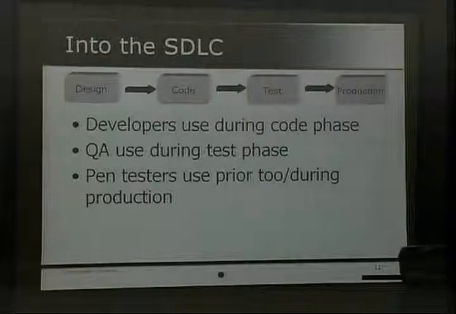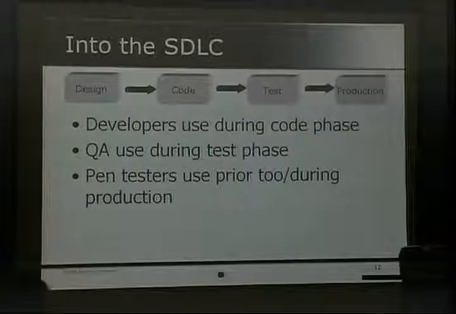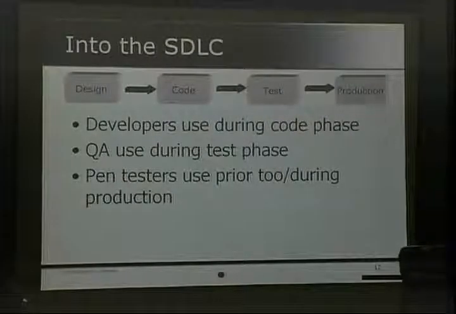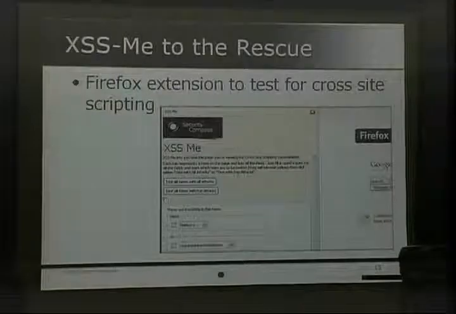So the best approach, as I already mentioned, is really to do this in various phases. We need a tool that developers can use in code during the development environment. The QA can use it in the test environment, and if you're pen testing or doing testing post-production, you want to use the same tool there as well. So Dan, is there any hope?